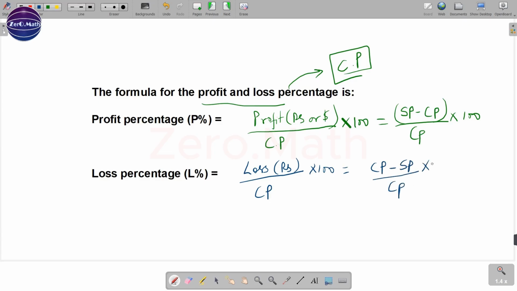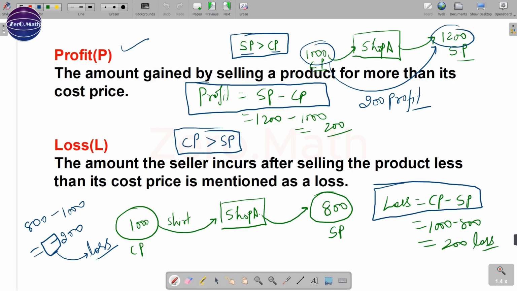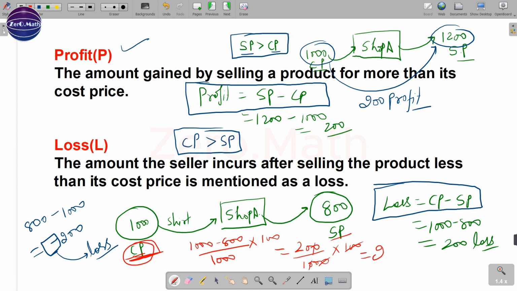All right, let's look at an example of this as well. We understood it before. Look, this was the case. This is your SP. This is CP. So CP minus SP, what will that be? 1000 minus 800. And on what do we have to calculate it? On CP. So what will always come in the denominator here? CP. So here 1000 into 100. So this is 200 by 1000 into 100. Here also, what percent loss is occurring? There is a 20% loss. There it was a 20% profit. Here, it is a 20% loss.